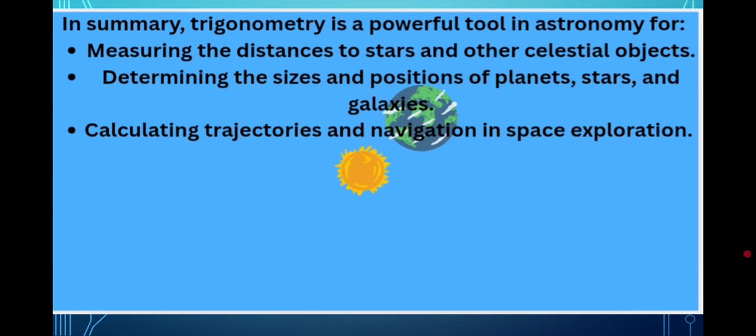In summary, trigonometry is a powerful tool in astronomy for measuring the distance to stars and other celestial objects, determining the size and position of planets, stars, and galaxies, and calculating trajectories and navigation in space exploration.